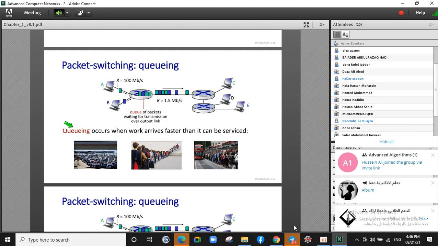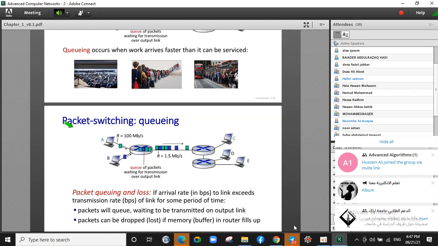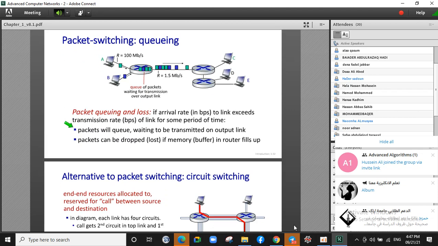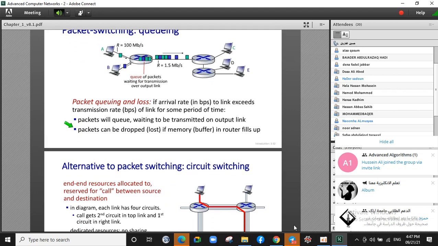So we need a queue. We have a queue when the arrival rate is higher than the service rate. Always, if the arrival rate is higher than the service rate, we have a queue. That is obvious. Okay? But what is the effect of queuing?